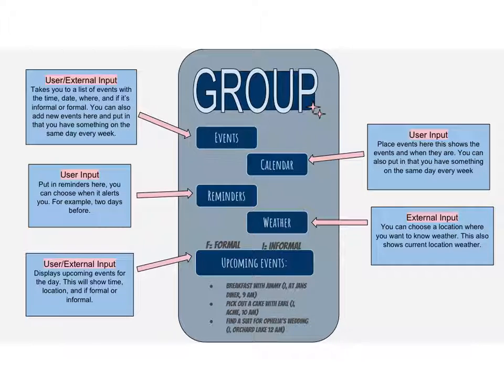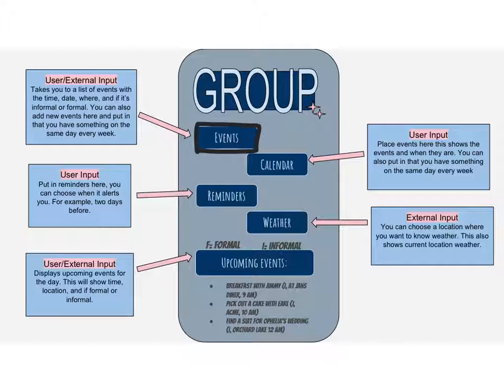This is the top button here, and when you click events, it takes you to a list with the time, the date, where, and if it's an informal or a formal event. In events, you can also add new ones and put in whether you have an event that happens on the same day every week. For example, if you have basketball practice every Tuesday, here you can plug it in and it will automatically put it on your calendar for every Tuesday.